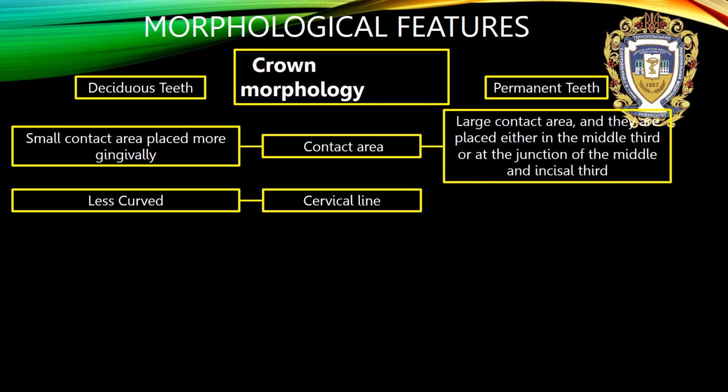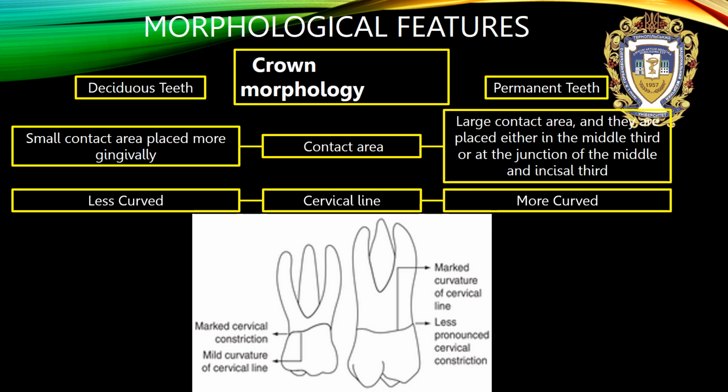In temporary teeth the cervical line is less curved. In permanent teeth the cervical line is more curved. Schematically, the temporary teeth cervical line is a mild curve. Instead, the permanent teeth cervical line is more curved.